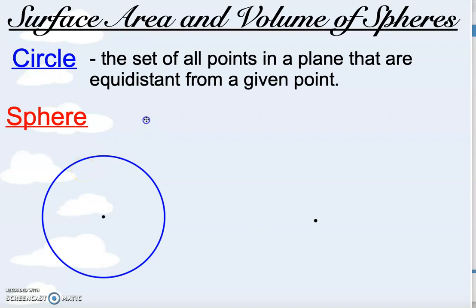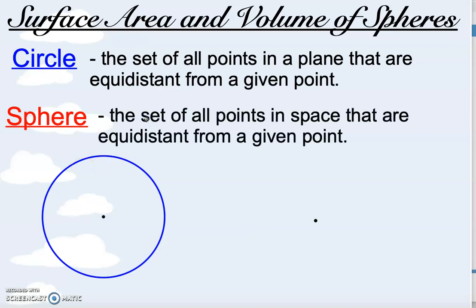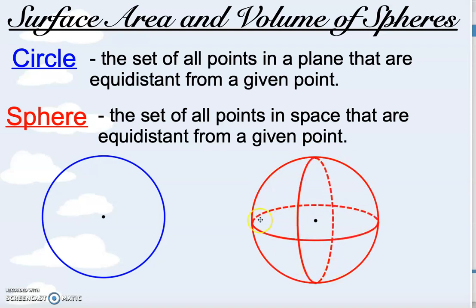Well, a sphere is almost the same definition, but if you look it over, you'll notice that one word has changed. The word that has changed is we've switched from being in a plane to being in space. So we still have our given point. We still go out our set distance from that point, but this time, since we're in space, we can go out that set distance in all three dimensions, and so we get a sphere.